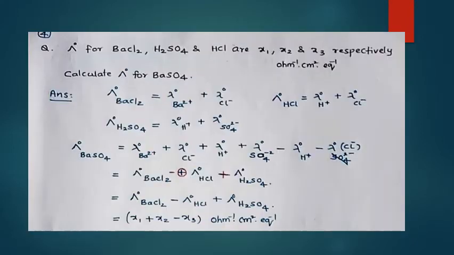So again, some lambda naught for BaCl2, H2SO4 and HCl are x1, x2 and x3 respectively. What is the unit here? Ohm inverse centimeter square equivalent inverse. Calculate lambda naught for BaSO4. Dear students, here you should observe one thing. Lambda naught represents conductivity at infinite dilution. But which type of conductivity does this represent?